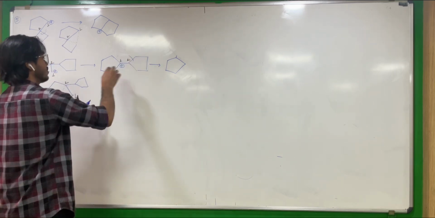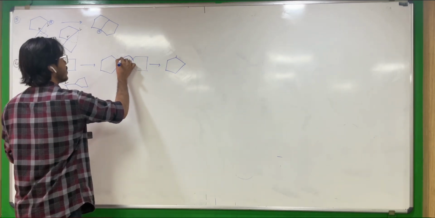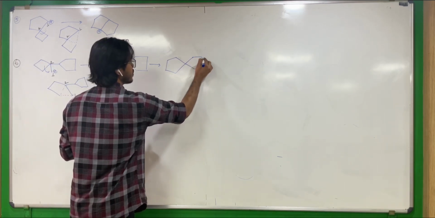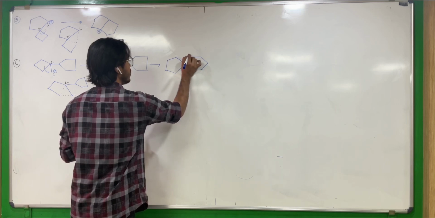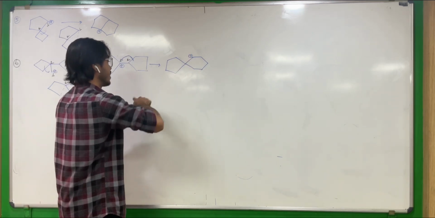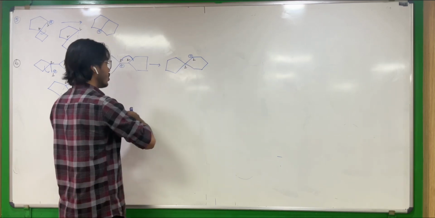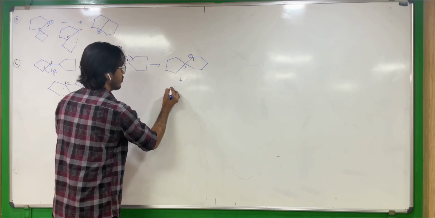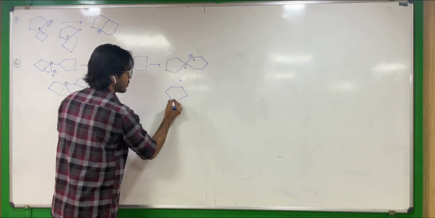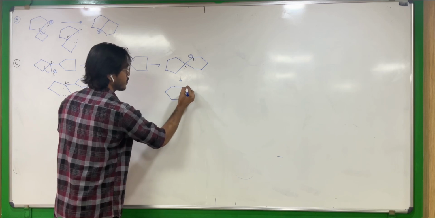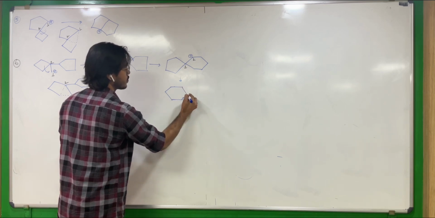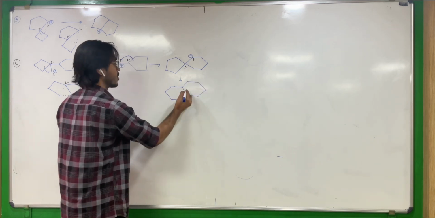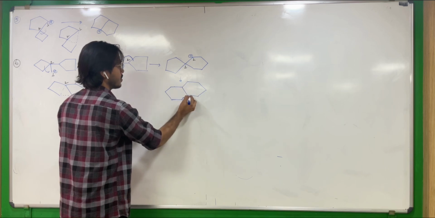So this carbon, this bond will go here, this bond will go here, and the product formed will be this. And positive charge will come on this carbon. Now again, if we take this as 1 and this as 2, so again this 5-member ring will convert into a 6-member ring. So the final product formed will be this. This is the final product, and positive charge will come on this carbon.